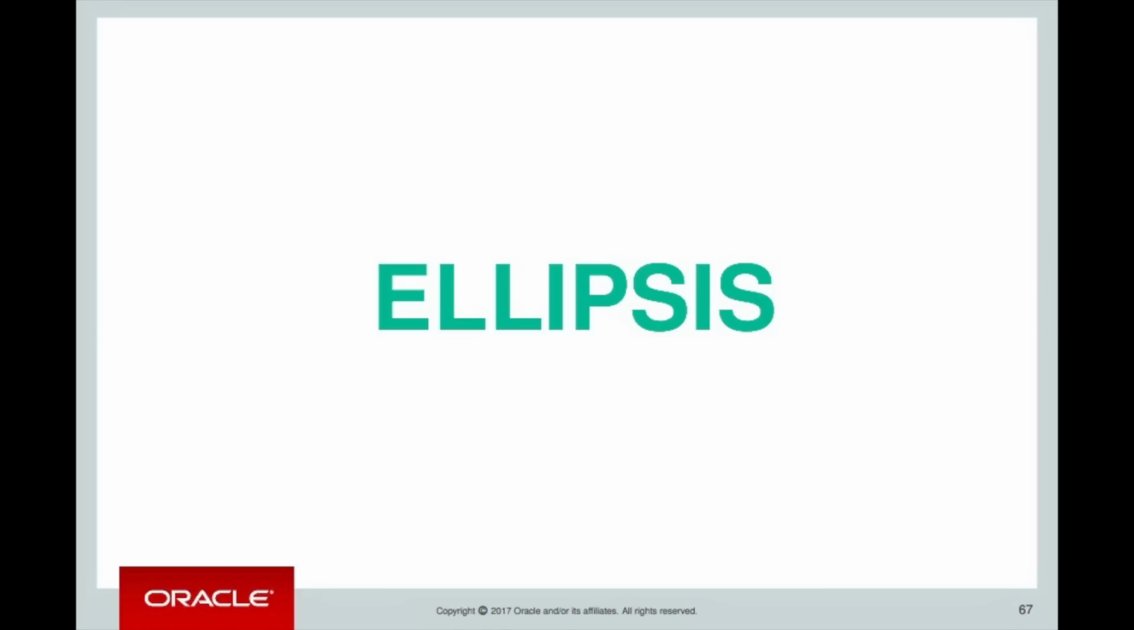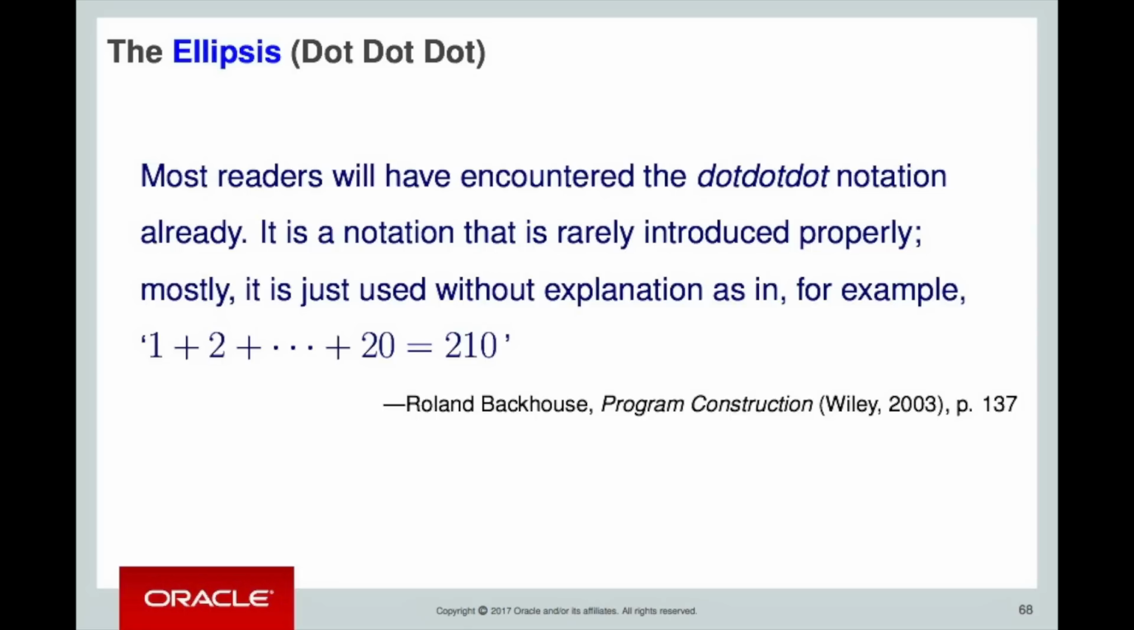I'd like to discuss ellipsis. Dot notation has been widely used for hundreds of years. It has a 500-year history. I'll spare you that history. Most readers have encountered this notation already. It is a notation that is rarely introduced properly. Mostly it is just used without explanation, as Roland Backhouse writes in his book.